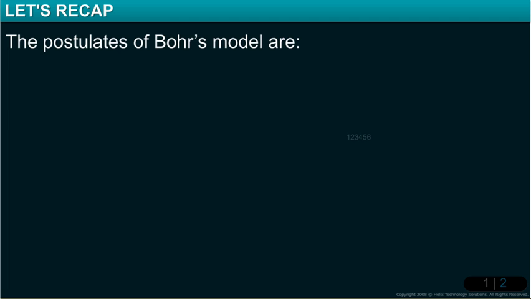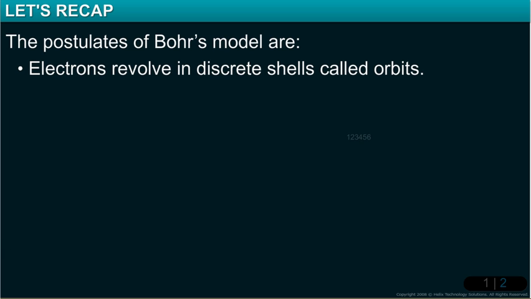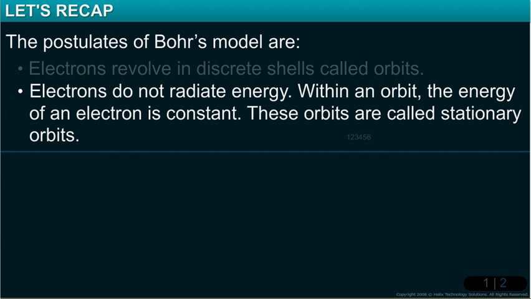The postulates of Bohr's model are: electrons revolve in discrete shells called orbits. Electrons do not radiate energy. Within an orbit, the energy of an electron is constant. These orbits are called stationary orbits.